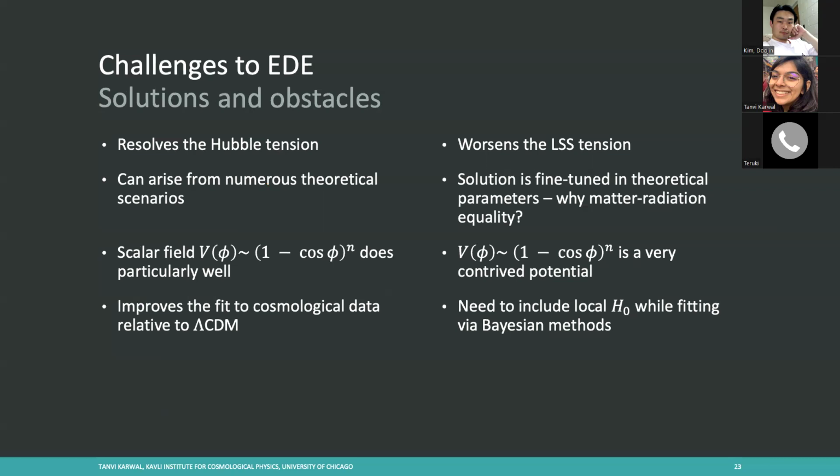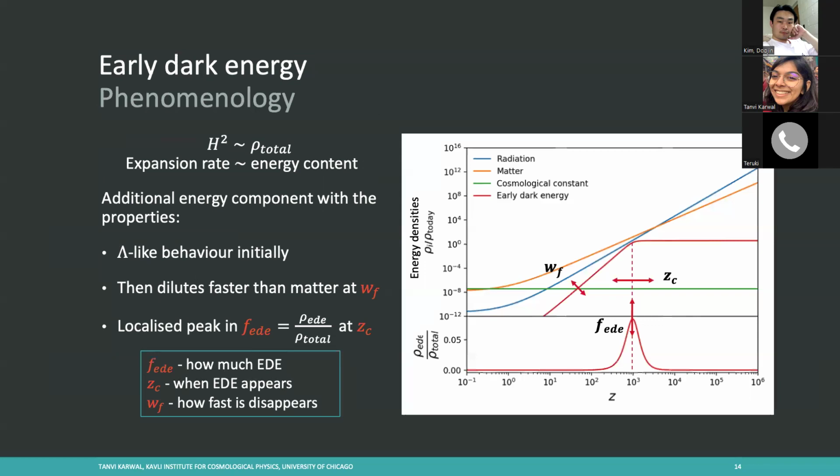Yes and no. So the early dark energies that I've been thinking about the most happen in the very early universe. Really, the peak happens even slightly earlier, closer to matter radiation equality. That does not impact 21 centimeter. It will not have anything to do with EDGES.